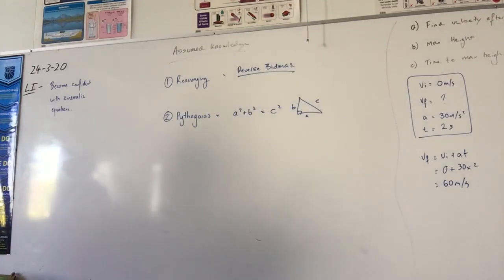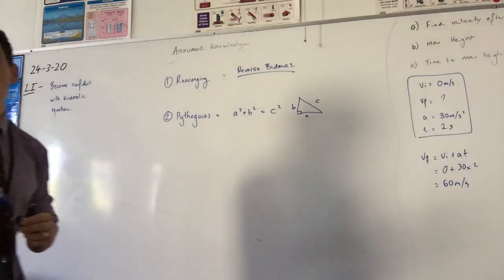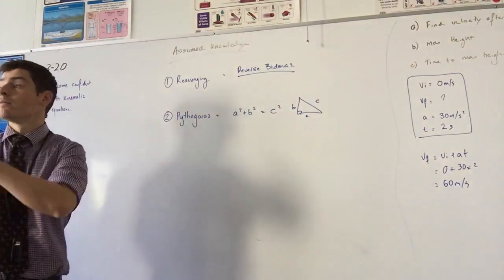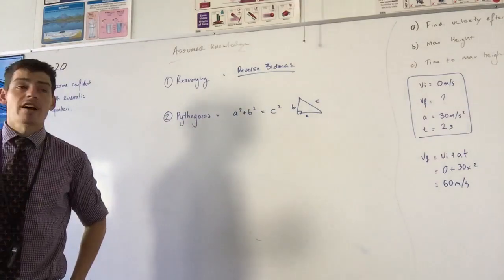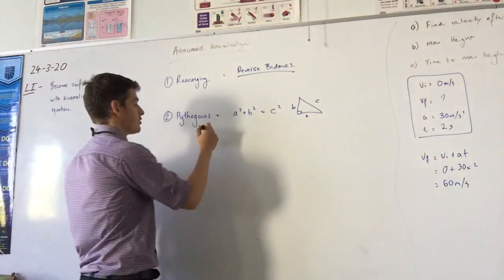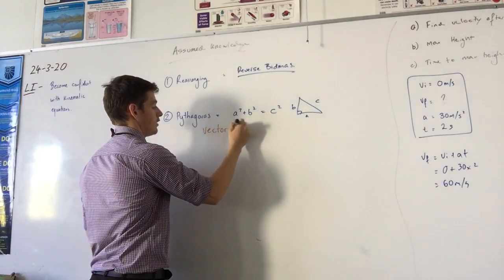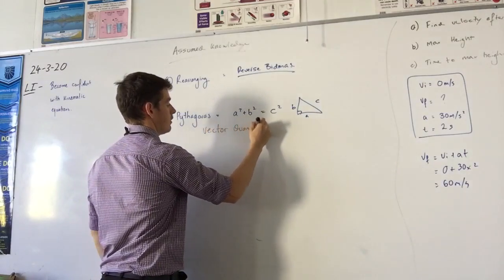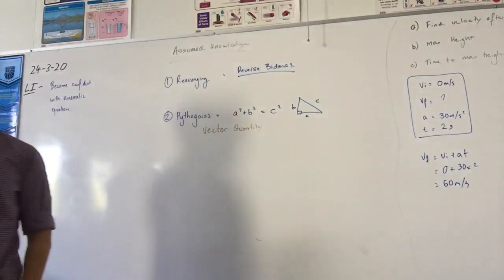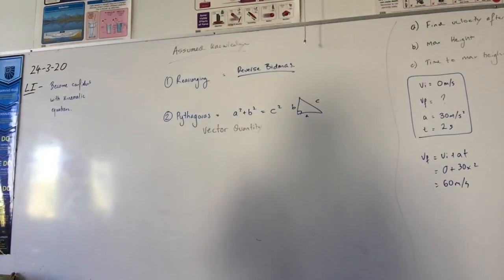Why is that important? Where do we see Pythagoras pop up? Yeah, sometimes in graphs, but there's a displacement. So any vector quantity. I won't ask you to do any vector addition unless it's at 90 degrees. I'll give you an example of that in a second.